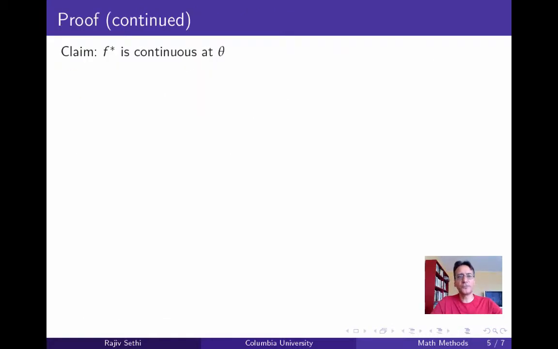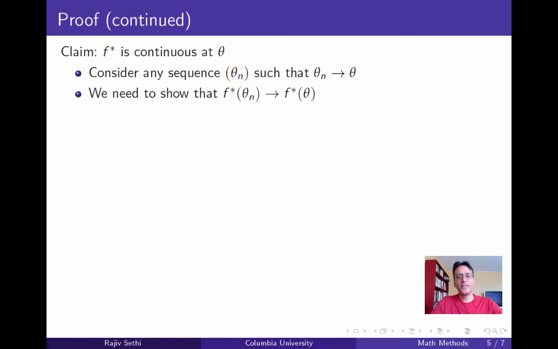Now we can finish up the proof of the theorem. Recall that we've already shown that the solution correspondence is compact valued and upper hemicontinuous at theta, so all that remains to be shown is that f star, the maximized value of the objective function, is continuous at theta. So consider any sequence of parameters, theta n, that converges to theta. We need to show that the sequence of images under f star converges to the image of theta. This is true if and only if the function f star is continuous at theta.